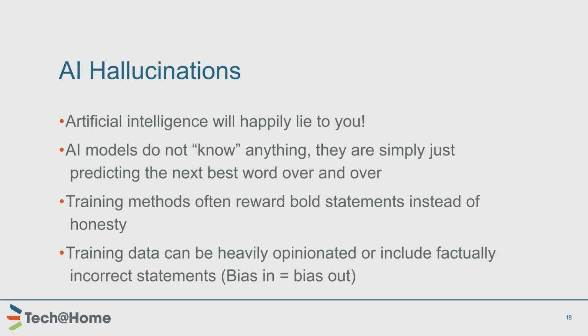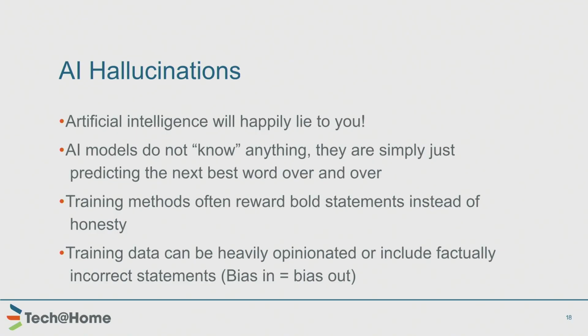So AI hallucinations. This should hopefully come as no shock, but AI will happily lie to your face. AI models can hallucinate pretty much anything they need in order to provide you a competent answer. AI models at the fundamental level do not know anything about the world around us. They do not store any information. They have no memory. They are simply just predicting the next best word over and over and over.